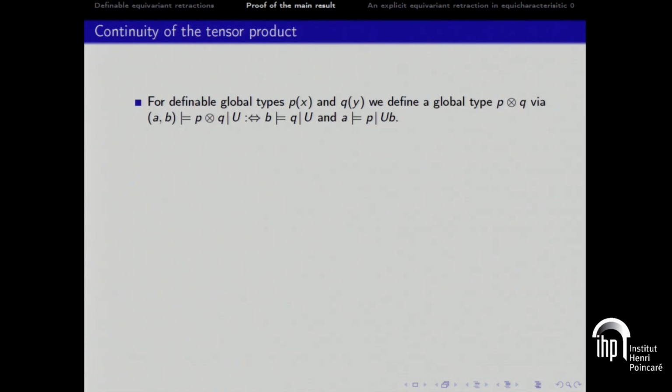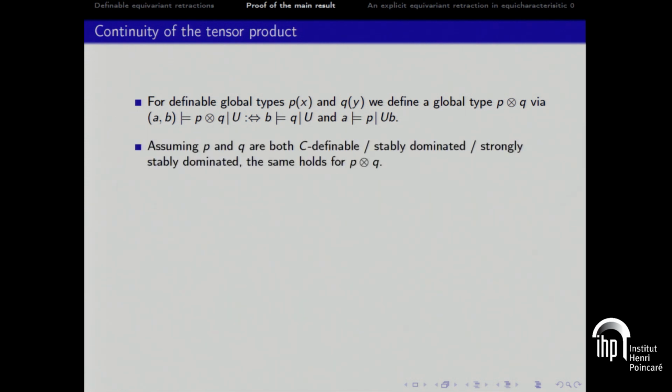Okay, now I didn't define the tensor product. Now I should do it. The tensor product is just, if you have two global types, you first realize Q, and then realize P generically over the realization. I should say that if it's stably dominated, it commutes. In general, it will not commute. But assuming that both are C-definable or stably dominated or strongly stably dominated, the tensor product will be as well.